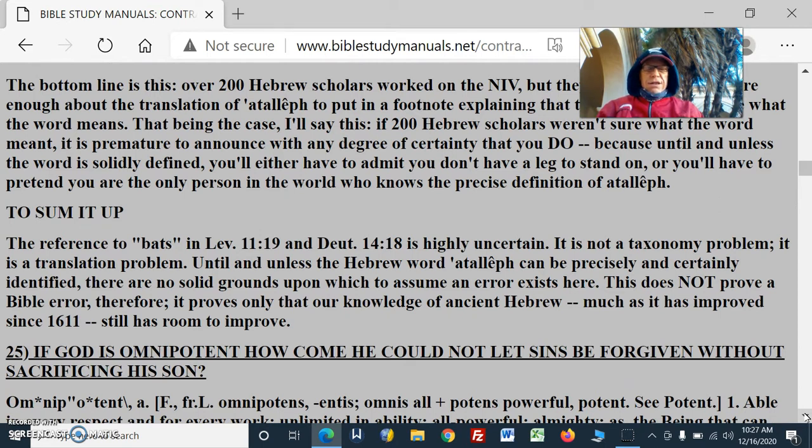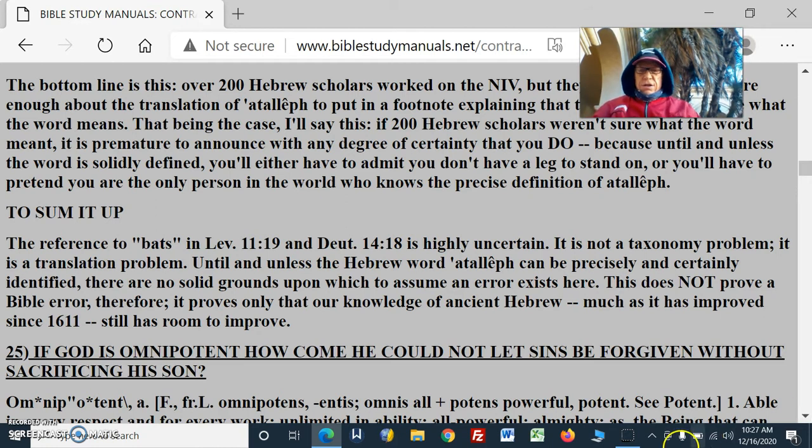It is not a taxonomy problem, it is a translation problem. Until and unless the Hebrew word atallêph can be precisely and certainly identified, there are no solid grounds upon which to assume an error exists here. This is not proof of a Bible error, therefore; it proves only that our knowledge of ancient Hebrew, much as it has improved since 1611, still has room to improve.